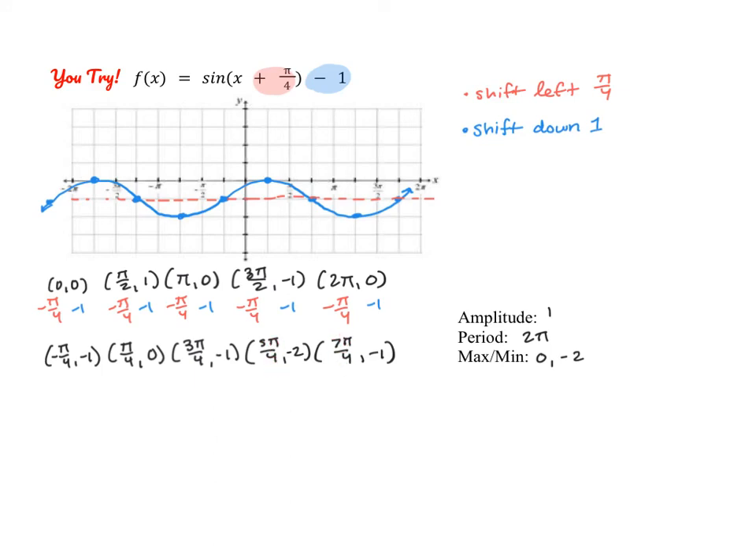So you can see our amplitude is 1. There was no vertical stretch or shrink, and that's the distance, again, from the midline to a maximum or minimum. Our period is still 2 pi, and now our maximum value is at 0, and our minimum value is at negative 2.